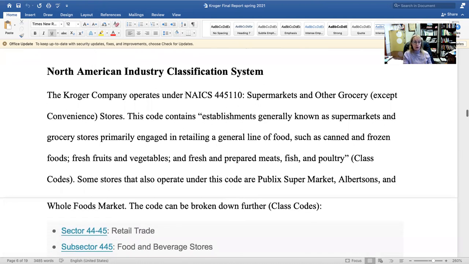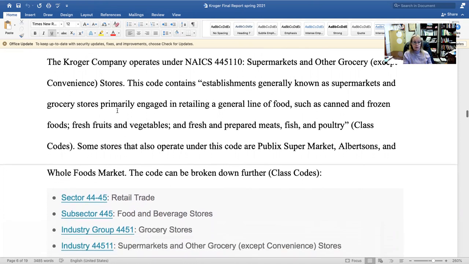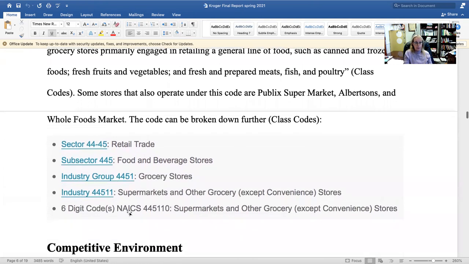So you see Kroger operates under this. This is their main NAICS code. That's supermarkets and other grocery convenience stores. So that's the main one. And then there's these subcodes, you see. I'm sorry, I said it backwards. This is the main one.